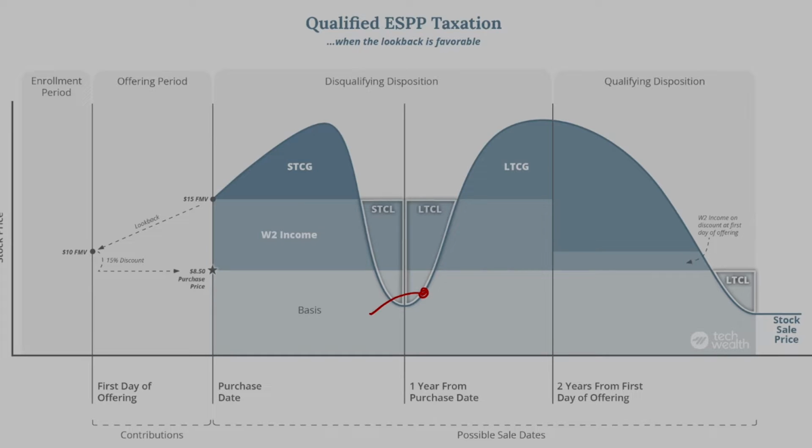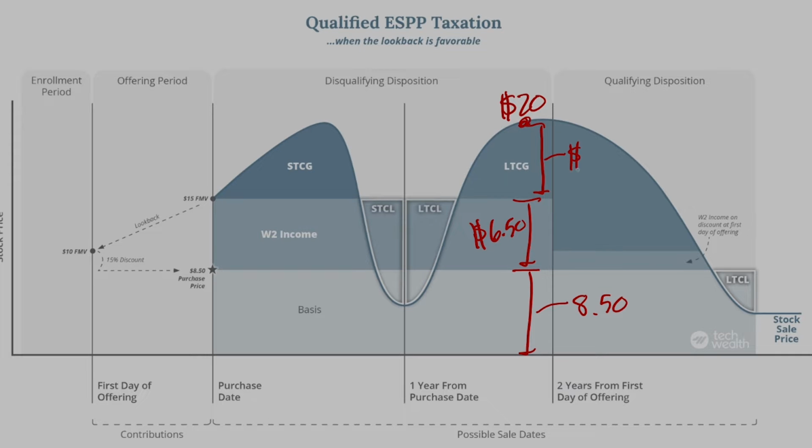Here are two quick examples. If you sold for $8, your basis would be $8.50 for the stock. You would owe $6.50 in ordinary W-2 income and have a long-term capital loss of $0.70. On the other hand, if you sold for $20, your cost basis would still be $8.50. You would owe $6.50 in ordinary W-2 income and $5 in long-term capital gains. Without a look back or a discount, you would just owe $5 in long-term capital gains. Up to this point, there hasn't really been a tax benefit besides the ability of choosing when to sell.